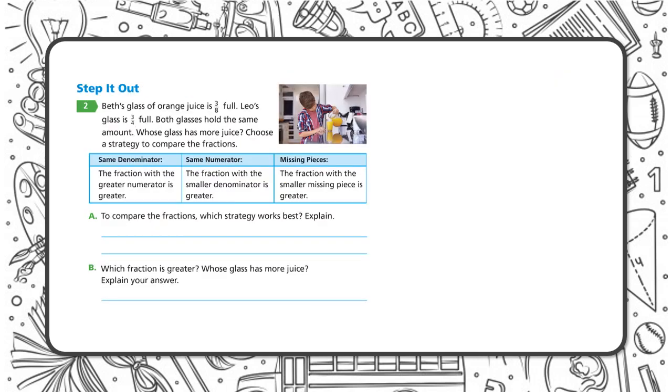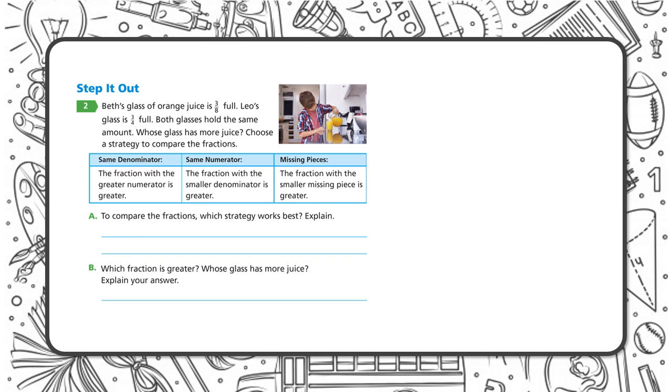Number 2, Beth's glass of orange juice is 3/8 full. Leo's glass is 3/4 full. Both glasses hold the same amount. Whose glass has more juice? Choose a strategy to compare the fractions. So let me write some of the information over to the side.